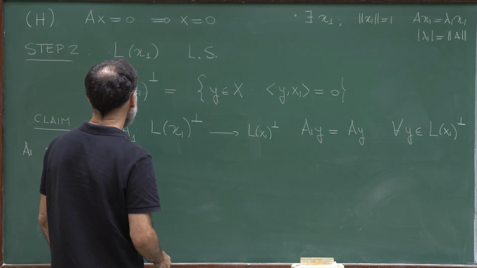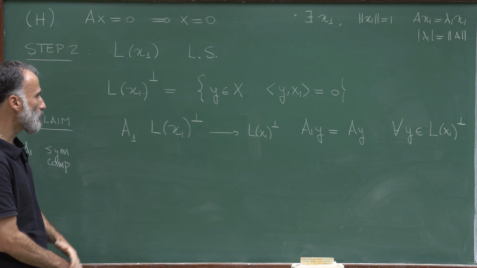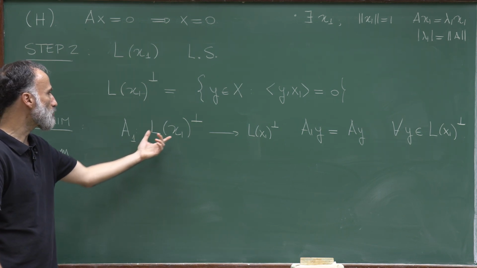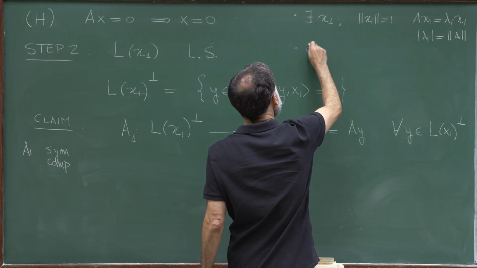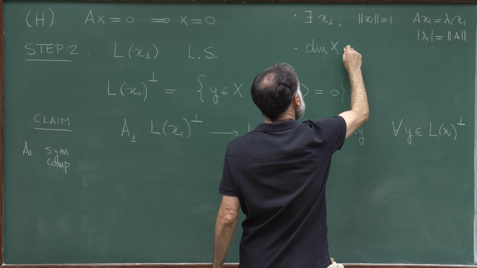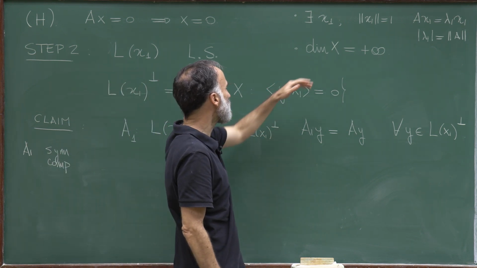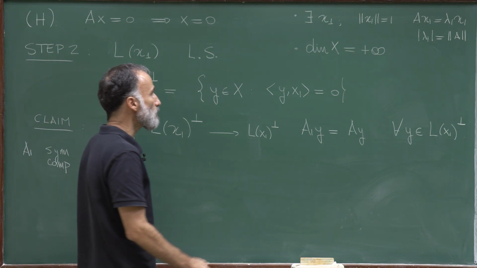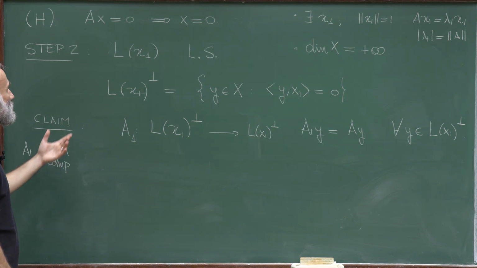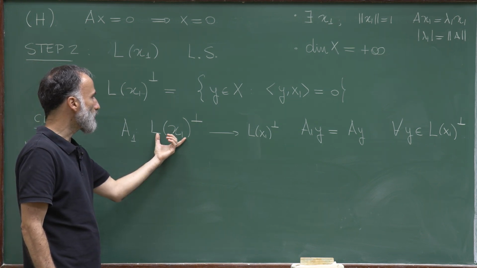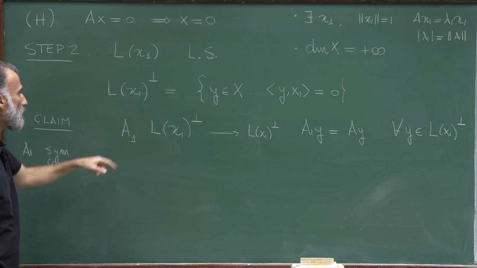So let me assume, of course, maybe the space is one-dimensional. Maybe x1 generates the whole space, and therefore Lx1 perp is the empty space. But let me assume now a second assumption that the dimension of x is infinite. This case is more difficult, and afterwards I will consider the case in which the dimension is finite. So let's assume that the dimension is infinite, which means that the dimension of this space is also infinite, and I'm claiming that this condition is satisfied by A1.